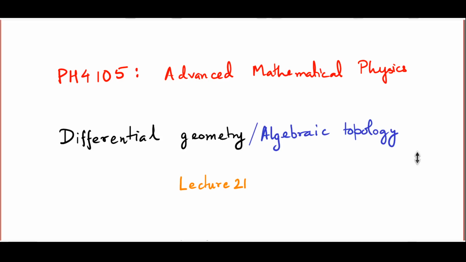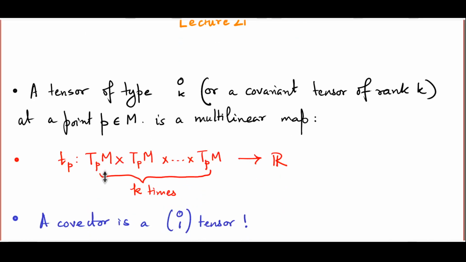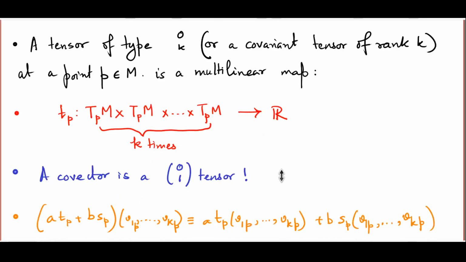Here, at present, we are discussing differential geometry, and in the last lecture we had met a very important player in the subject, a 0k tensor or a covariant tensor of rank k at a point P. And we had defined this basically as a multilinear map, which will take k tangent vectors at the point P and return a real number in a multilinear fashion. And this is an obvious generalization of the notion of a covector, which we have studied before, and according to that, a covector is nothing but a 0-1 tensor.